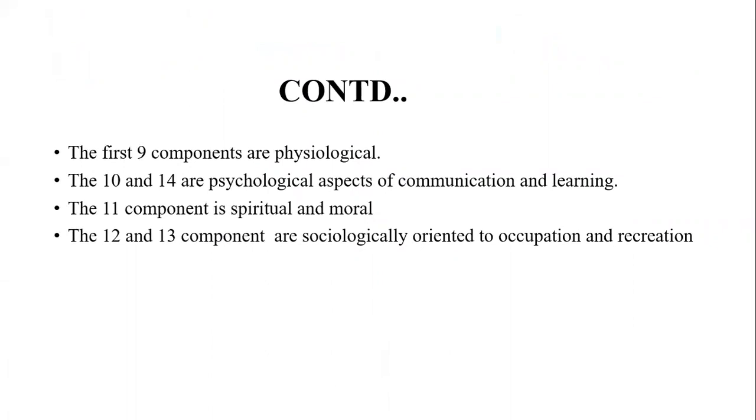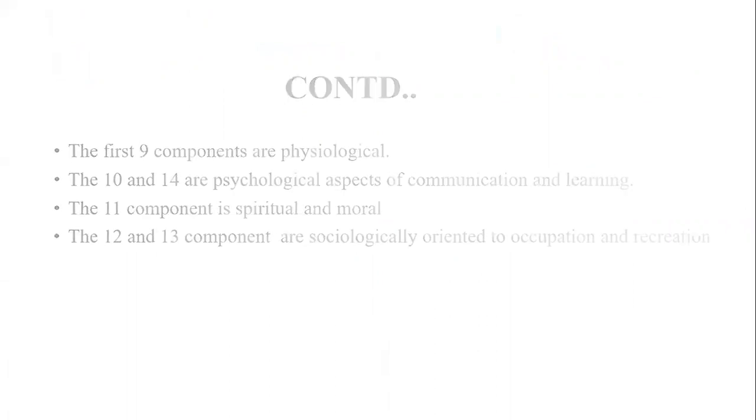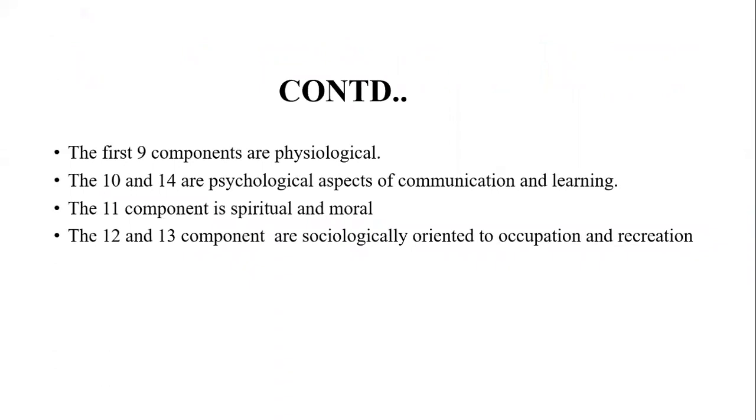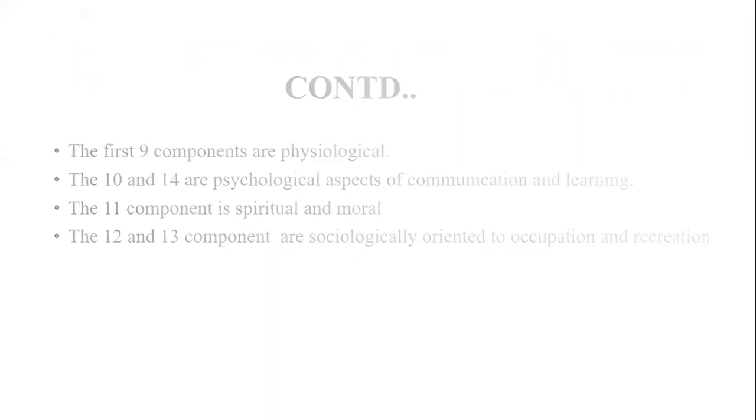Okay, here what she is telling is the first 9 components, starting from breathe normally till avoid dangers in the environment and avoid injuring others. These components 1 to 9 she is considering as physiological needs. Then components 10 and 14 are the psychological aspect of communication and learning she is considering. Then the 11th component is considered as spiritual and moral.